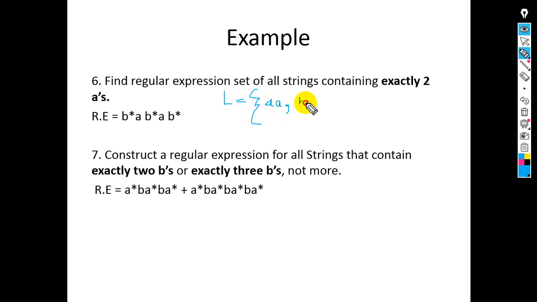For example, we can write B A B A. We can also write B B B A A and so on. What does it mean? It means exactly 2 A's.